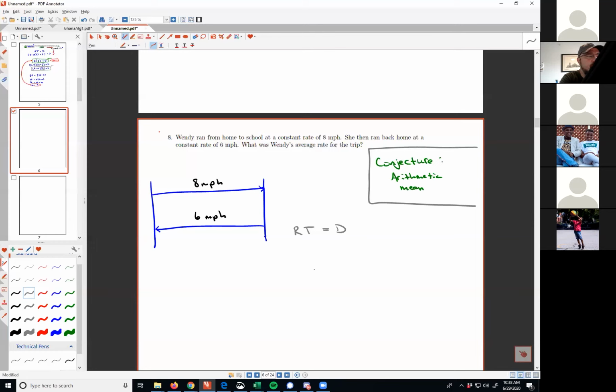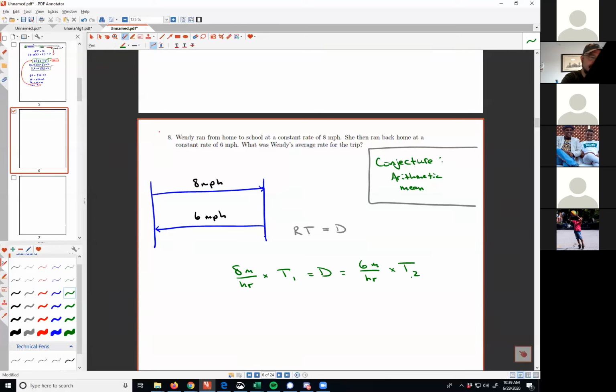But in particular, what's true about these two trips? We have a rate for each of them. And it's the same distance, right? So with these two equations, we have 8 miles per hour times time 1 equals distance, and that's equal to 6 miles per 1 hour times second amount of time. Okay, what do we learn from this?